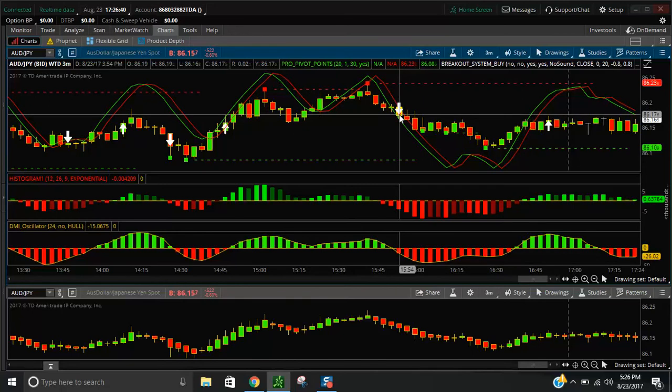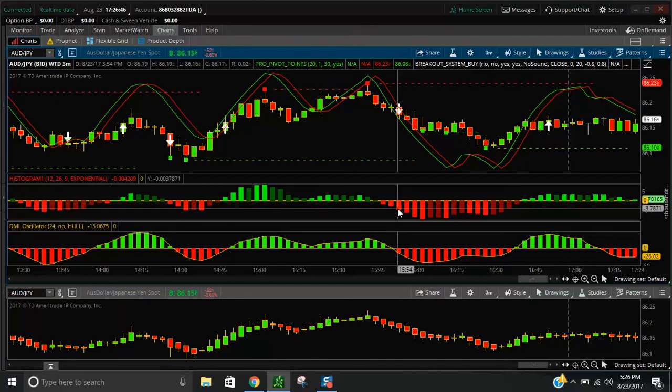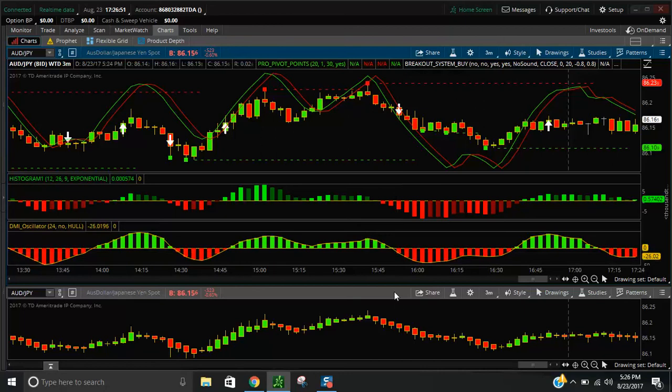So when this happened, what you want to do is, you see the arrow here. When this candle closes, you want to make sure that in addition to the candle closing, the histogram right below it closes in red. This histogram also closes in red, and then the Japanese candle closes in red as well.